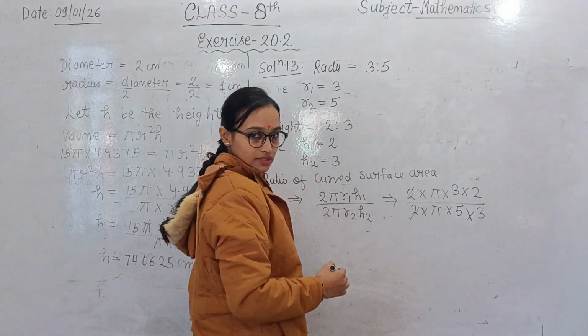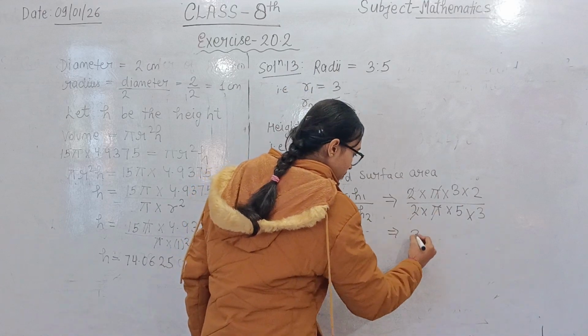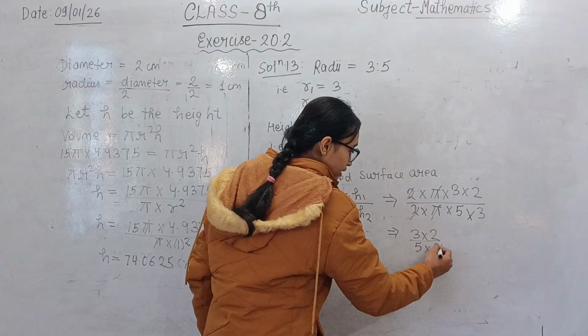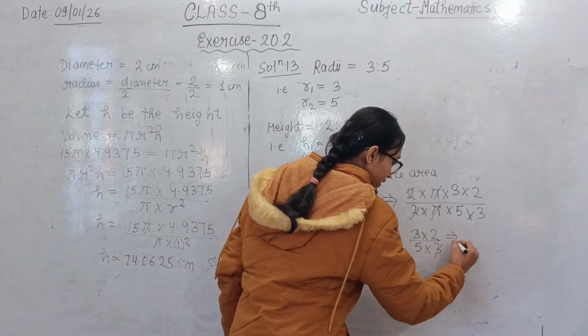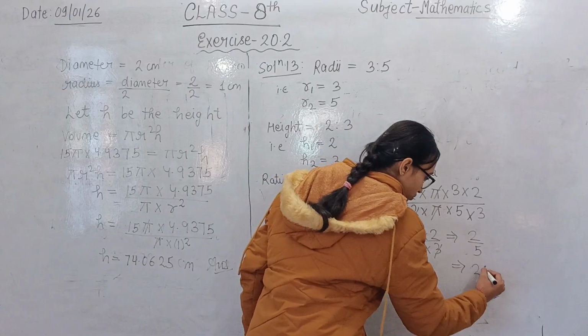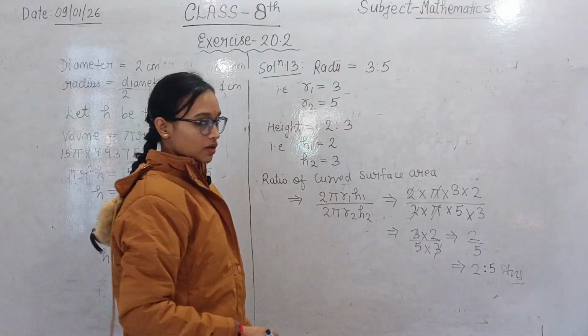2 and 2 will get cancelled out. Pi and pi will get cancelled out. We have 3 multiplied by 2 upon 5 multiplied by 3. 3 and 3 will get cancelled out. Here we will get 2 upon 5 and we can write it as 2:5. So this is the answer of question number 13.